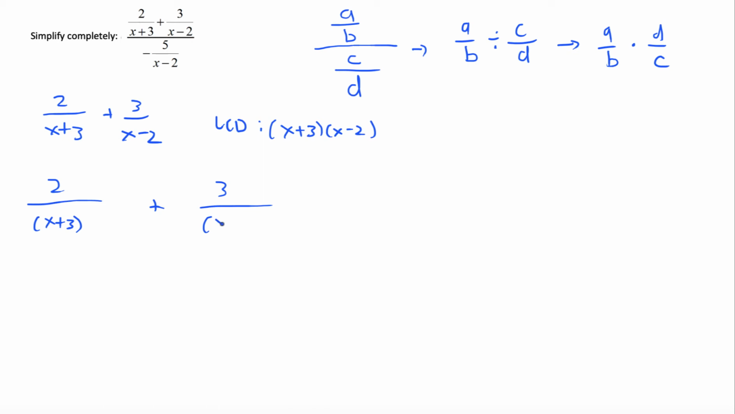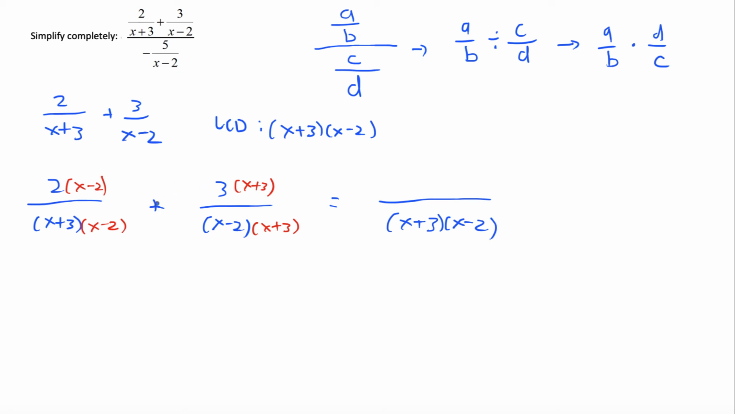Now you notice that the first fraction has the x plus 3 down here in the denominator, but this is the LCD. So what does that mean? It means that we need to multiply this by the x minus 2. Similarly, for the second fraction, we have an x minus 2 down here, but this is the LCD, so what's missing is the x plus 3, so that's what we're going to multiply here by. At this point, these fractions have the same denominator, x plus 3 times x minus 2. That's good. So we can combine these.